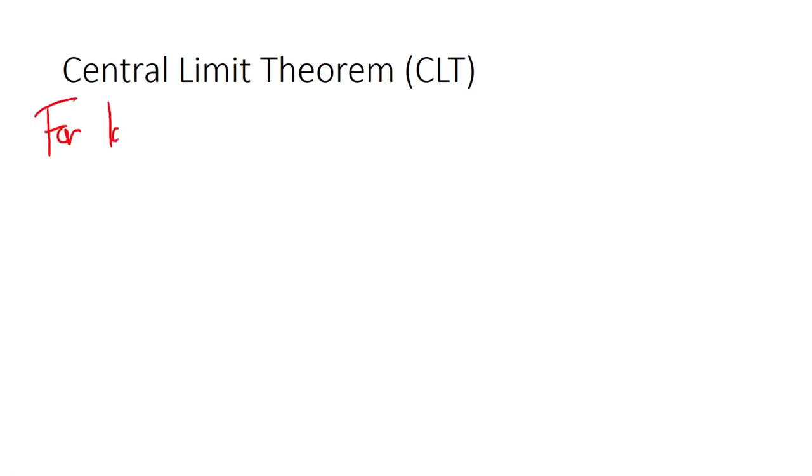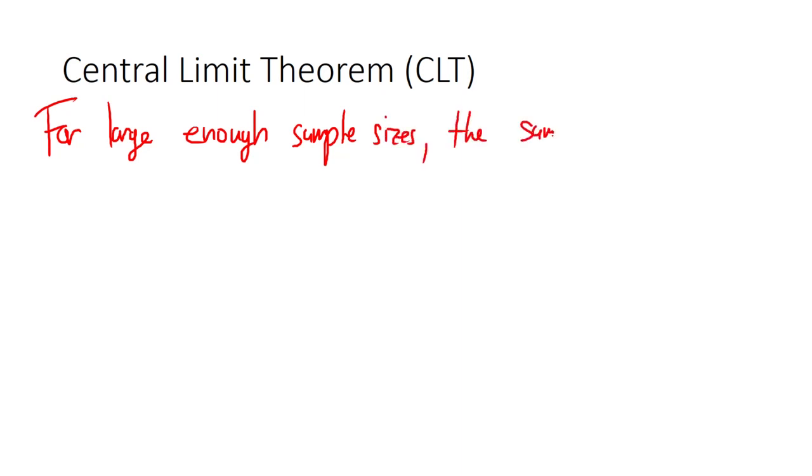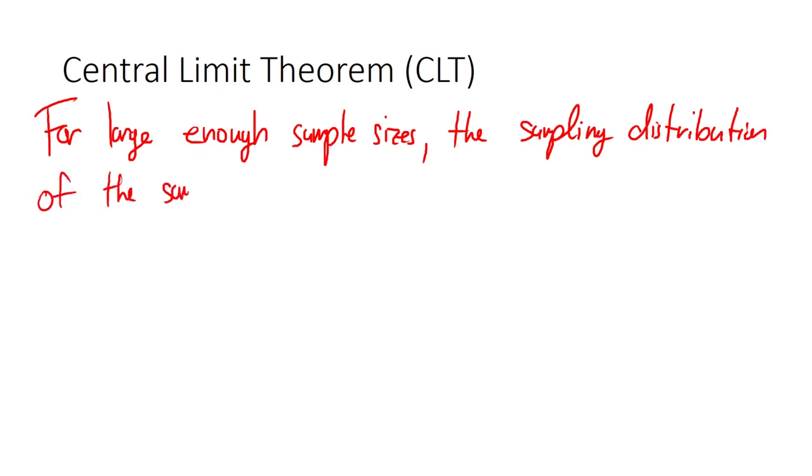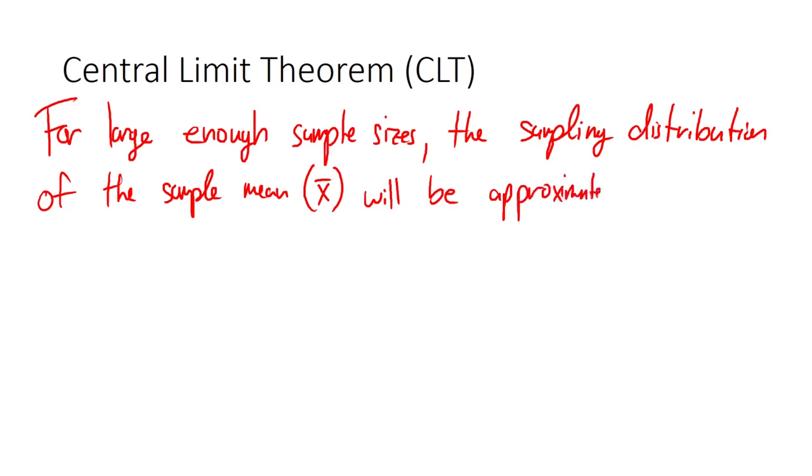So here's what the central limit theorem says. It says that for large enough sample sizes, if you want to look at the sampling distribution of the sample mean, which we call X bar, it'll be approximately normal, or normally distributed.